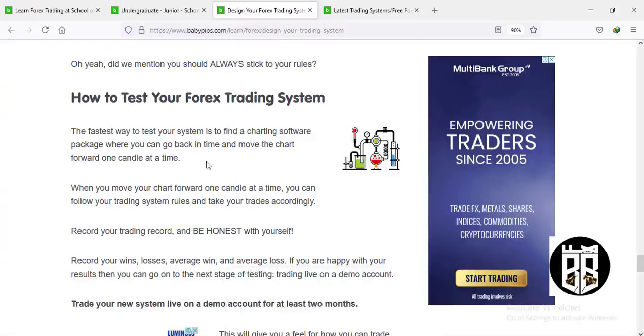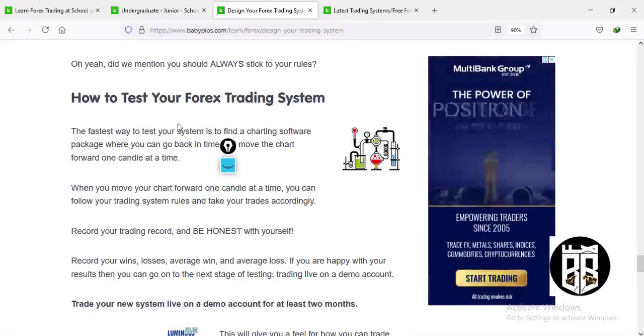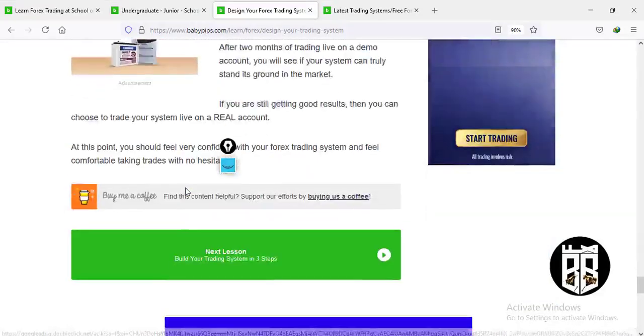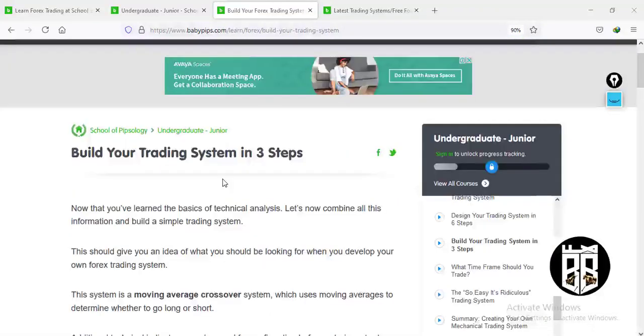So let's go back to our course. We came here because he said we should find a way to do back testing. So I think that's all for this session. Next, we are going to consider how to build your trading system in 3 steps. So here we are on build your trading system in 3 steps.